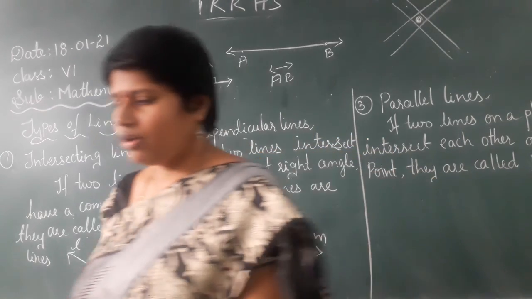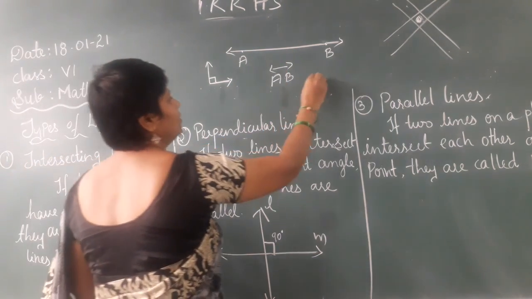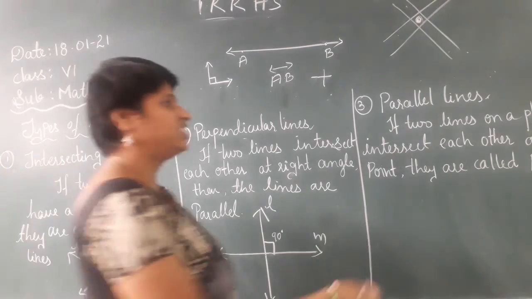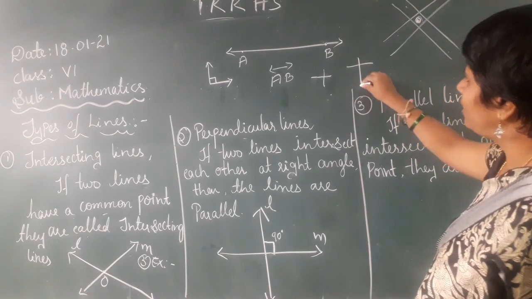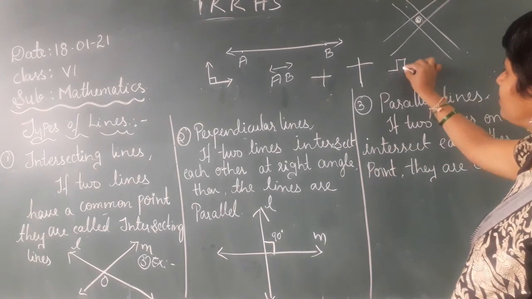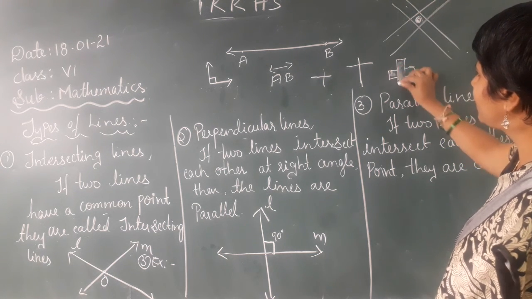Now, can you give me examples for perpendicular lines? Yes, the plus symbol. Plus symbol you can give. And your church symbol will be there. Yes, church symbol. Next, ambulance. Your medical kit will be there. Now it will be a plus sign.